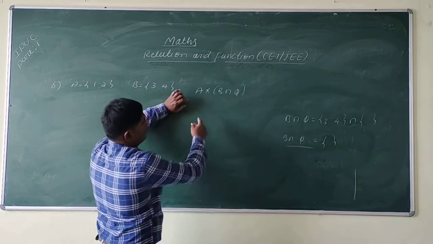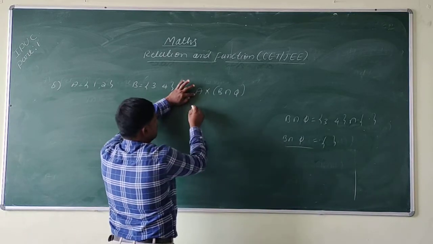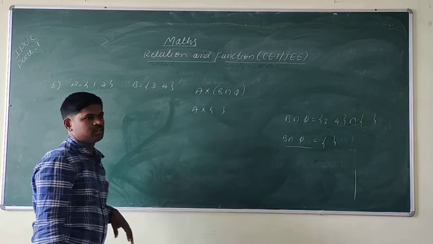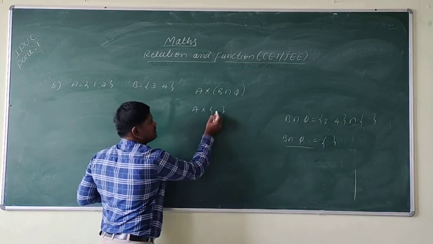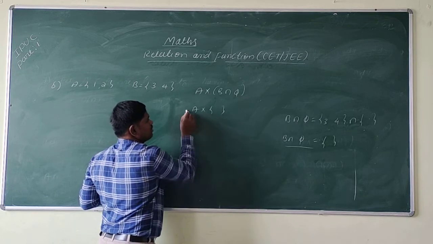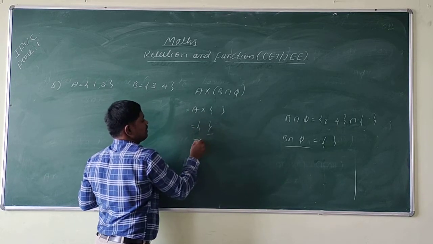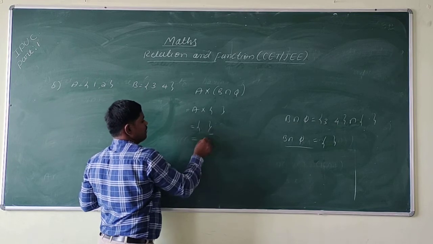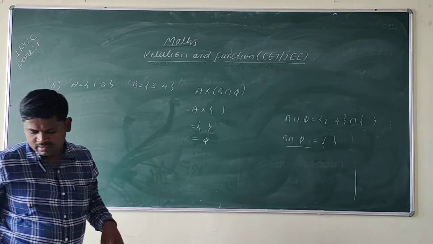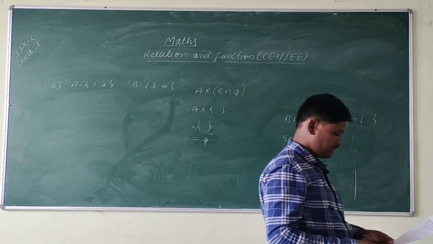Again, we are going to take the cross product with this, that is A cross the null set. If there is no element in this set, then there is no cross product. So this is also the null set, that is phi. So option A is the right answer.